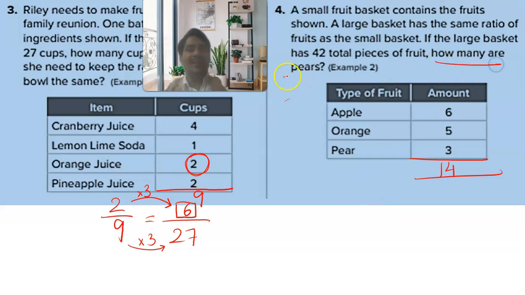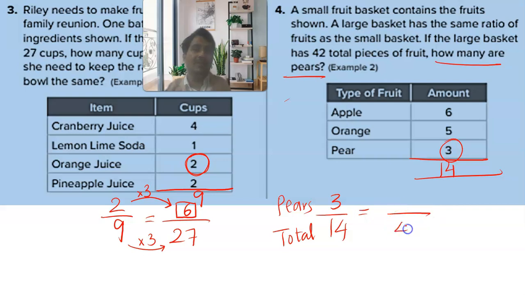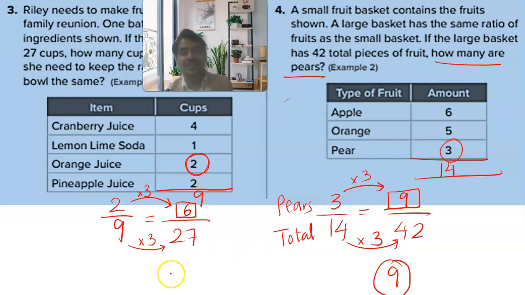How many pears? 3 out of 14 is pears. This is pears and this is total. Now in 42, how many will be pears? So from 14 to 42, multiply by 3. This you should know. And multiplying by 3 you get this as 9. So the answer is 9. The answer here is 6.